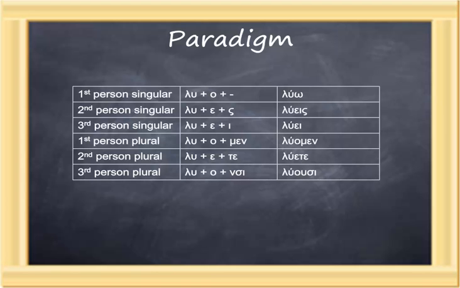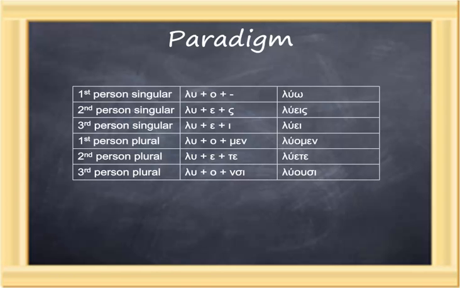When stem and connecting vowel and personal ending are put together, the inflected forms of the present active indicative are, as in the example above, leo, lies, lie, liomen, liete, liousi.